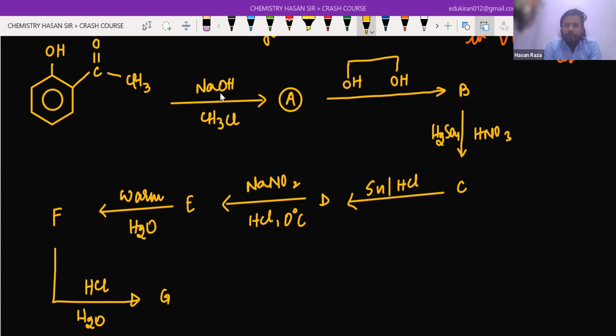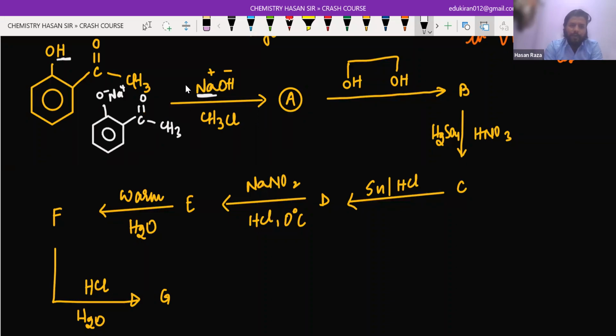So everyone has written the reaction. I'm going to write it right here. There is a plus and there is a negative. You should remember that Na will always be replacing the H. So what you will be getting first is O negative, Na positive, and the rest of the part will be as it is. This is the first reaction that takes place with NaOH.